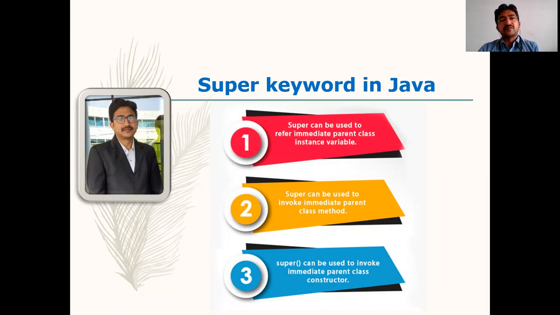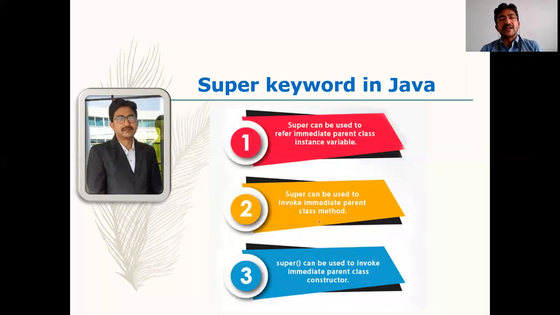Super can be used to refer to the immediate parent class instance variable. Immediate parent class instance variables means, if you want to access the parent class data member, you can access it directly with the help of super dot the parent data member. Next, the second use: it can be used to invoke the immediate parent class method. For example, a method A is available in the parent class, and the child also has the same method name. Now, if you want to access the parent method, you can simply use super dot A method. Directly we can invoke that parent method.